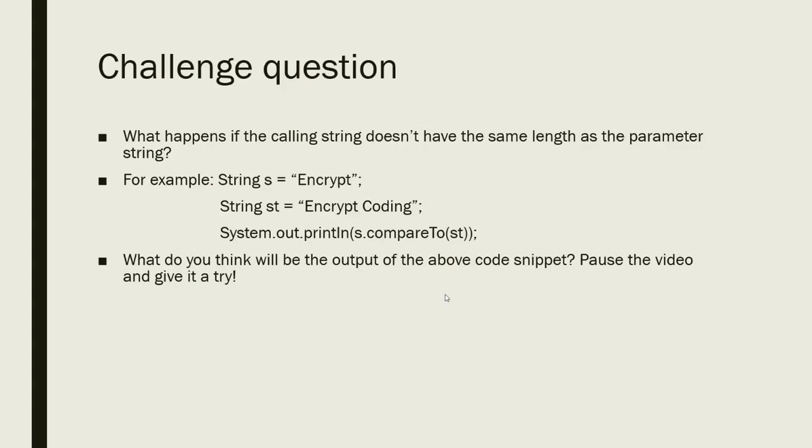Alright, till now we've been discussing how it works if the strings are equal in length, right? But what happens if the strings are not? Take a look at the example. Here, ST's length is greater than that of S. So after one point, there would be nothing to compare the characters of ST with. What do you think happens? Pause the video and give it a try.